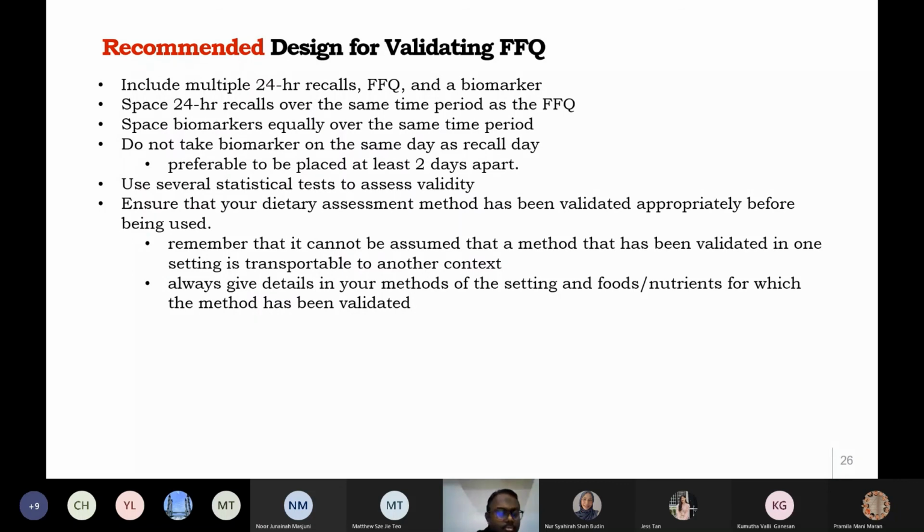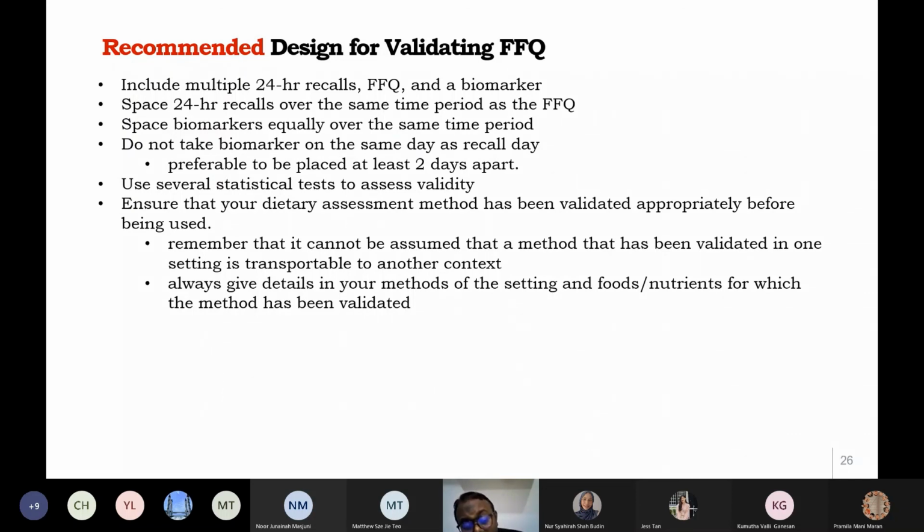So you must have several statistical tests. You cannot have only one, and you cannot say based on one test that it's valid. You must also ensure that your dietary assessment method has been validated appropriately before being used. It means that your reference method should be validated appropriately before you use it as a reference method to validate an FFQ.